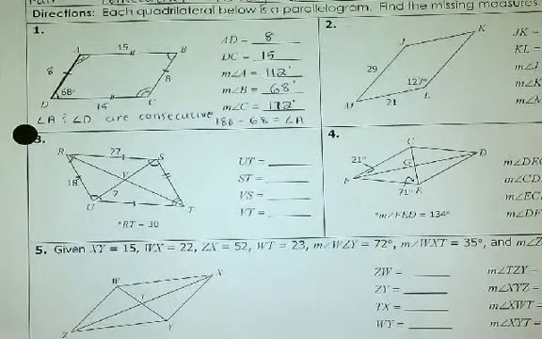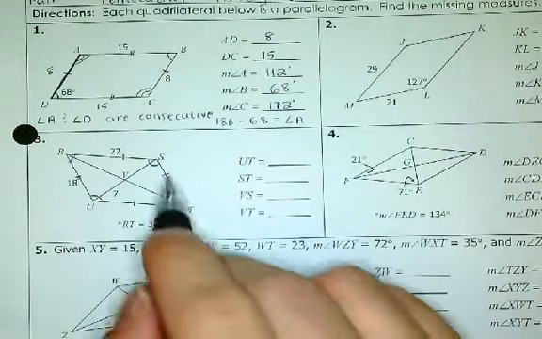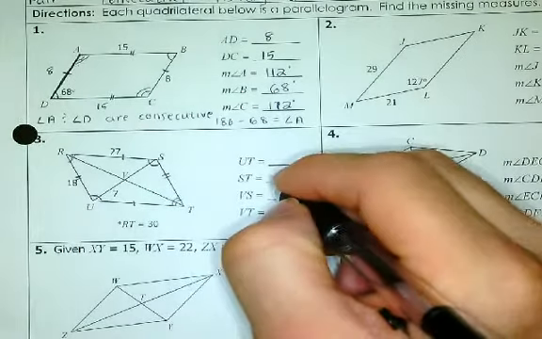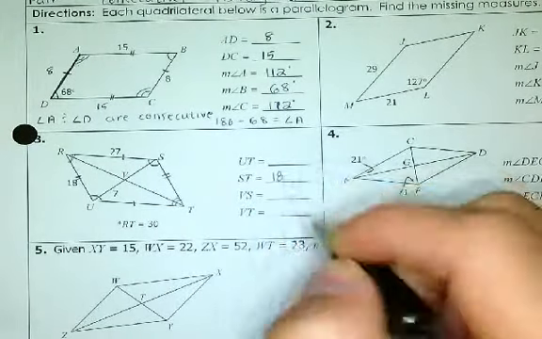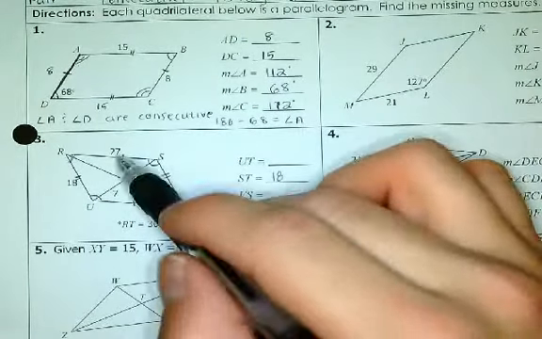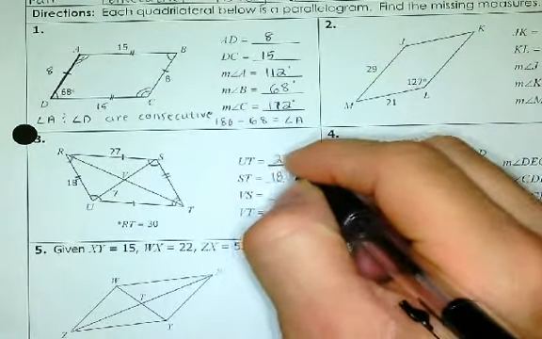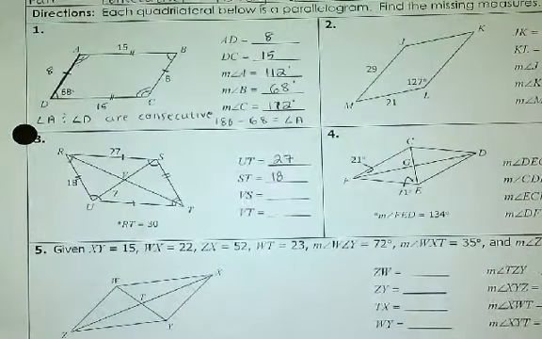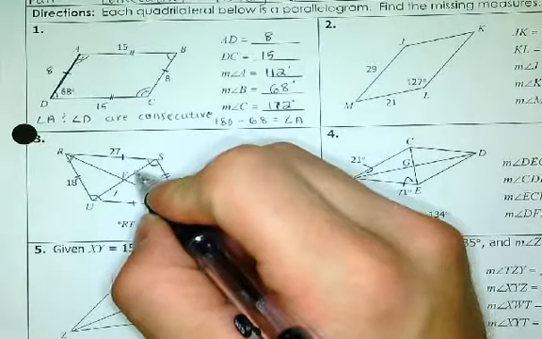Alright, let's do this thing. 18 and ST go together, so ST is 18. UT, where's UT? Here it is. UT is opposite of the 27. Okay, VS. Here's VS right here.